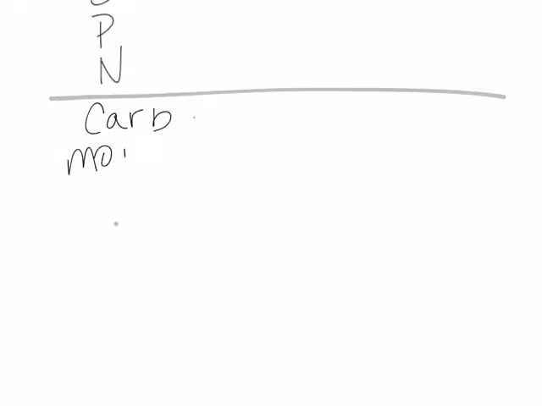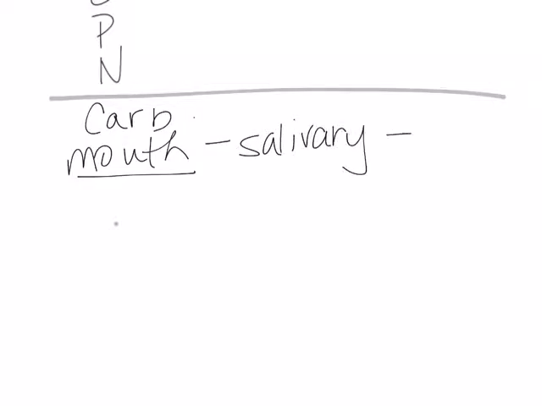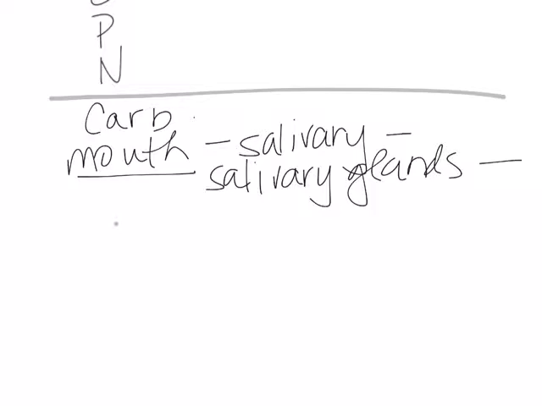Okay, so let's start in the mouth with carbohydrates. Okay, so in your mouth, what will happen is salivary amylase will be released from the salivary glands. Okay, what it does is it's going to start to break down the starch into simple sugars.